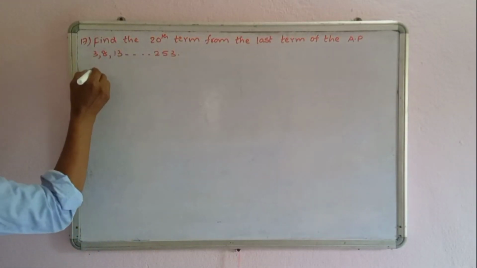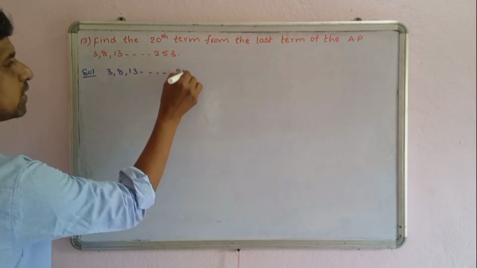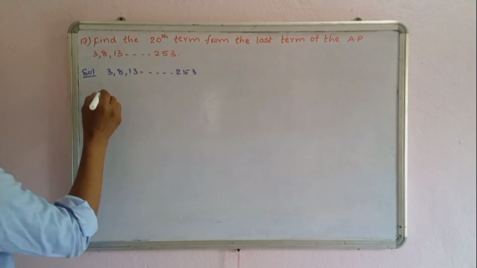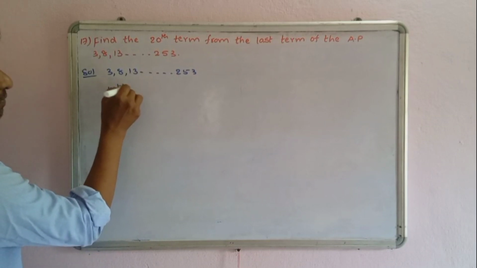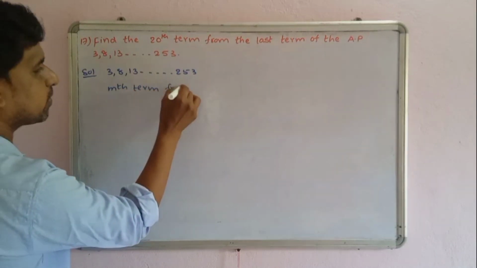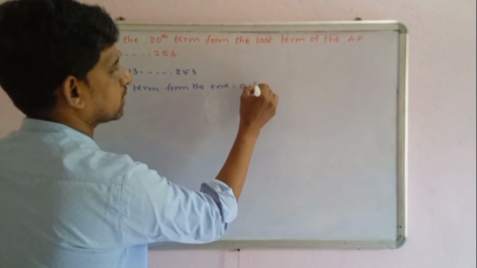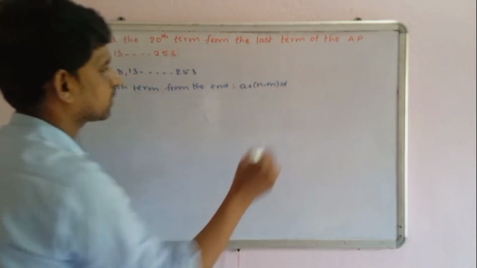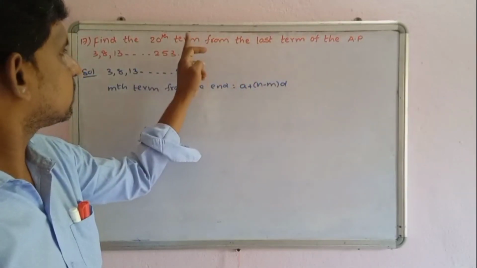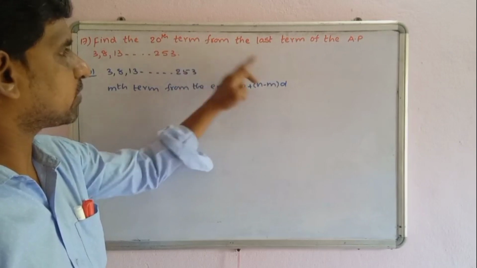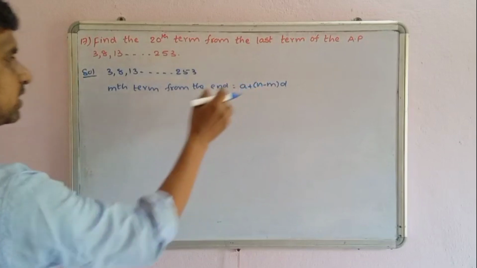Okay, first. What is the given sequence? 3, 8, 13, so on, 253. Okay. Now the nth term from the end. The formula is a plus n minus m into d. Here n is the number of terms, m is the term from the end, and d is the common difference. Now here we don't know the value of n. First find the value of n.